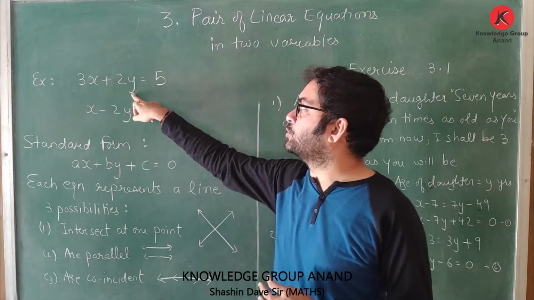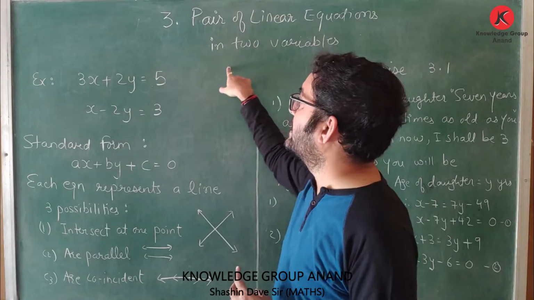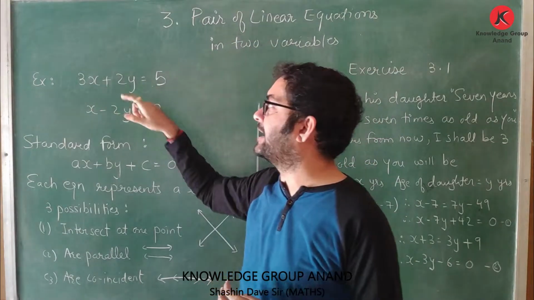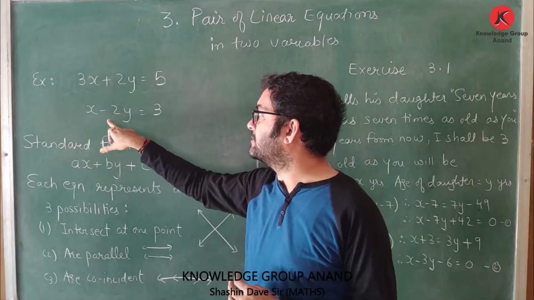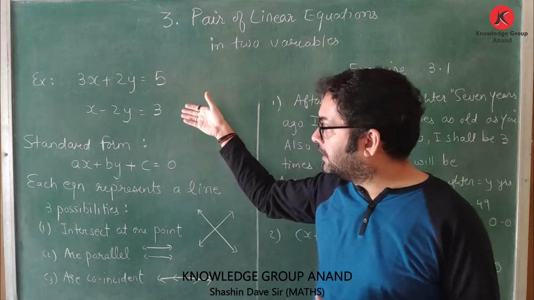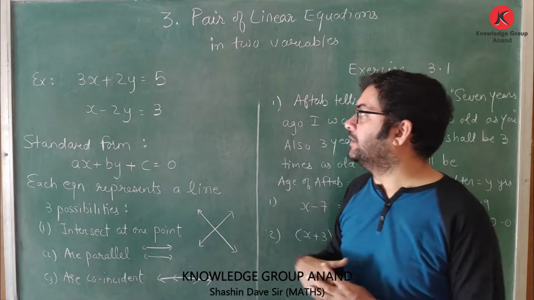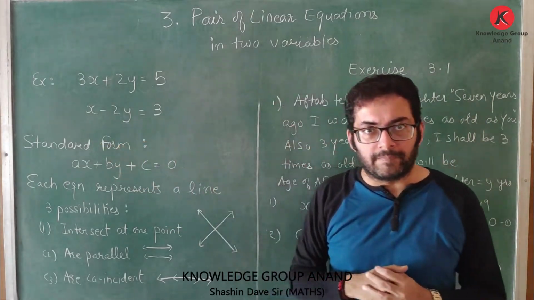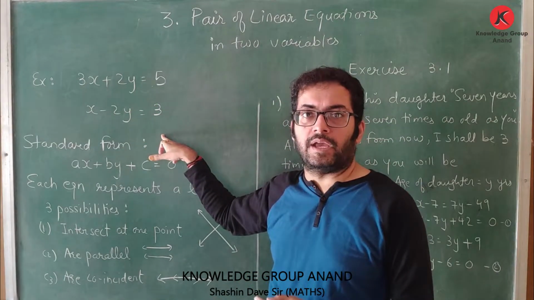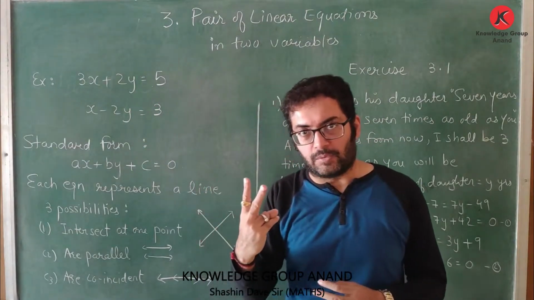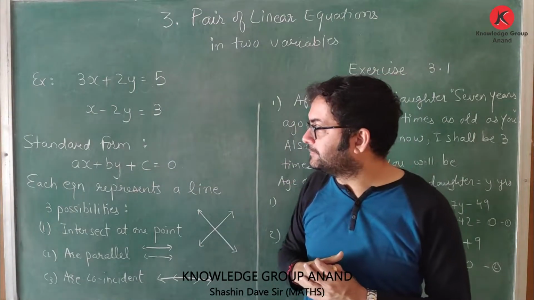So 3x plus 2y is equal to 5 is considered as a linear equation having two variables, that is x and y. Similarly, another equation x minus 2y is equal to 3. This also can be considered as a linear equation having two variables x and y. Now again, as I said, if you want to find the values of x and y, you require at least two equations. So you can consider this as a pair of linear equations.